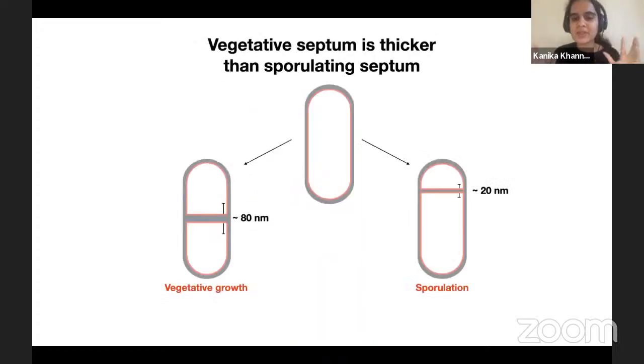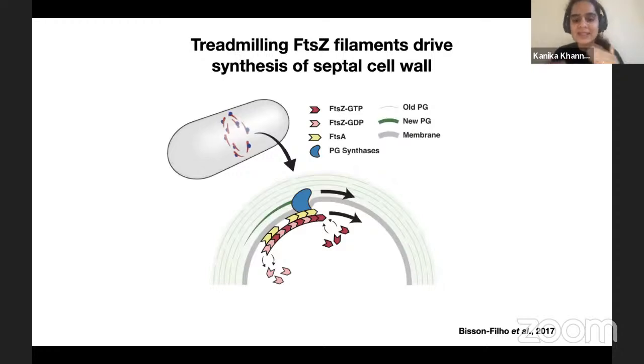So coming back to cell division, we know that Bacillus subtilis can divide in two ways: during vegetative growth, when the division site is placed at the middle of the cell, and during sporulation, when the division site is placed close to a pole. Apart from the fact that these division sites are placed differently, another difference is that the thickness of the septal cell wall is also different in both cases. The vegetative septum is around 80 nanometers thick, and the sporulating septum is one quarter the thickness, around 20 nanometers thick.